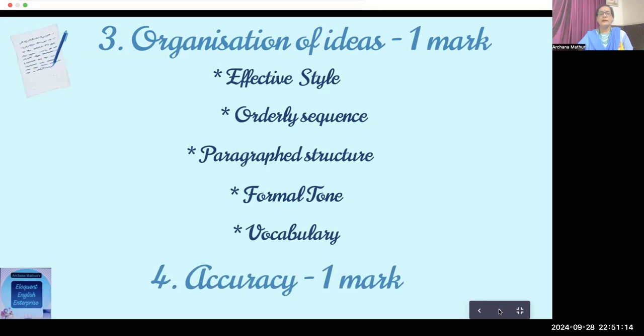And the last one is accuracy, 1 mark. Sometimes we go off the rails or off the road. Stick to the point, okay? Do not diverge from the main idea of your letter. So if you're accurate in all the points which have been described above, you are sure to get 1 mark. So in all, it has to be 1 + 2 + 1 + 1, which makes 5 marks.